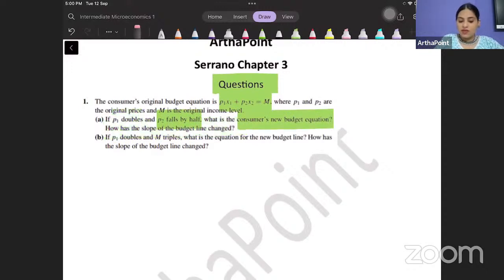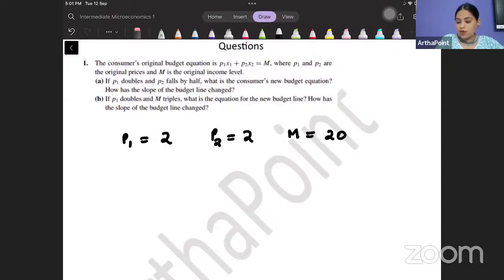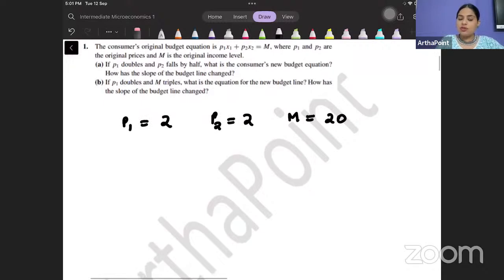Okay, beta. One way to solve this question is to assume some numbers. That will make it easy for you to solve. So you can say, let P1 be 2, P2 be 2, and let the income of the consumer be 20, beta. Can you tell me from the last class, how do we plot the budget line?